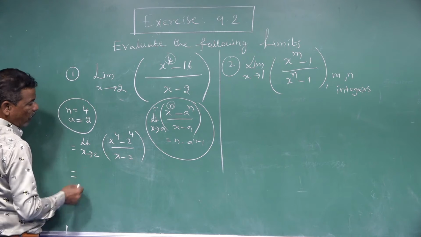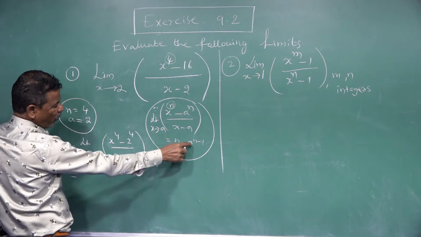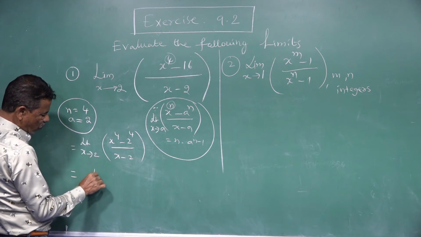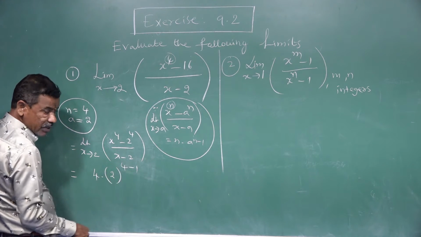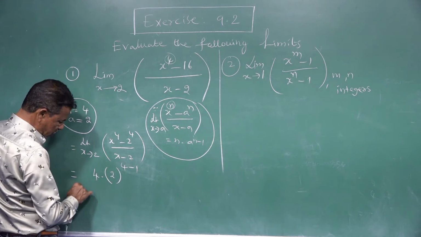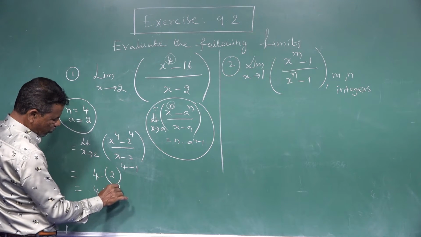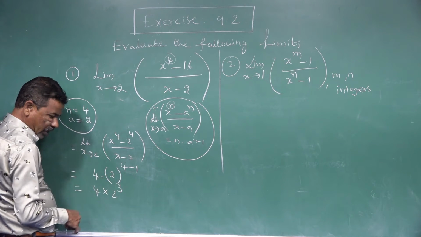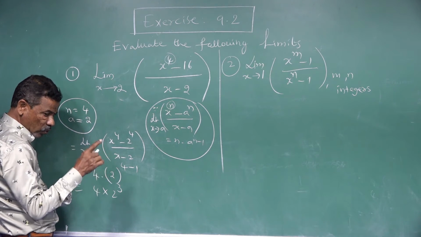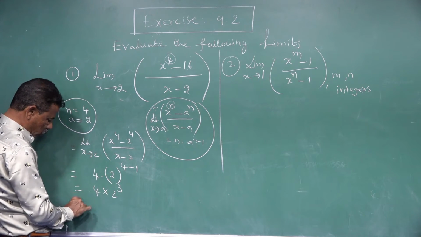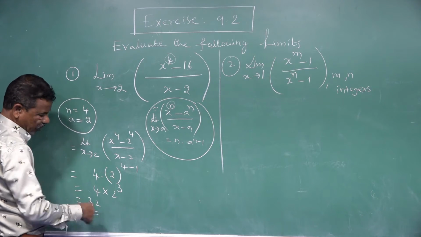So the formula is what? n into a power of n minus 1. n is 4, a is 2, power n minus 1, 4 minus 1. So this is equal to 4 multiplied by 2 to the power of 3. 2 to the power of 3 is 2, 2, 2, triple times. 2 2 is 4, into 2, 8. 8 into 4, 32. This is the limit value.